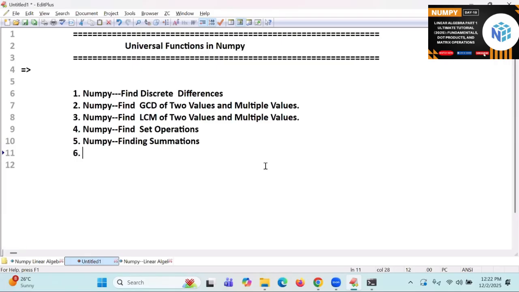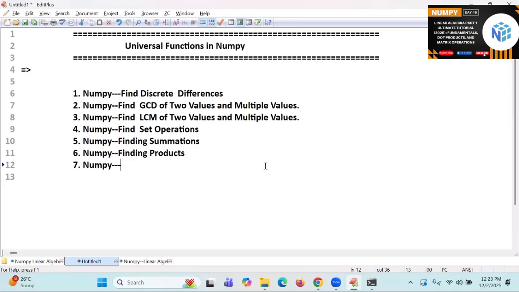Sixth one is called finding products. Here I am going to write NumPy finding products. Products we are going to take. Product is there, multiply is there, cumulative products are there. We are going to learn it.